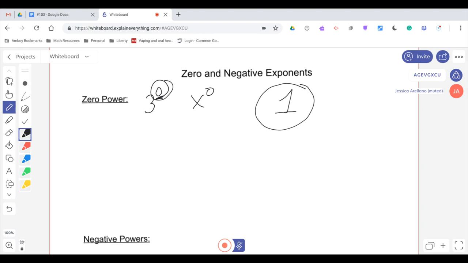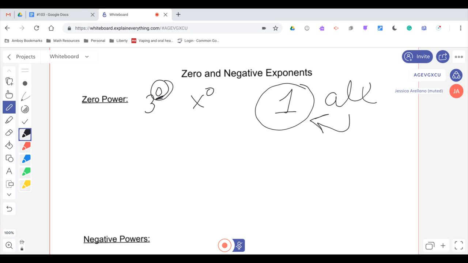So basically what they're saying is, if there's a product of nothing, I'm not multiplying anything, my answer should be 1. So that means, yes, 3 to the 0 equals 1. And 25 to the 0 equals 1. And x to the 0, no matter what x is, equals 1.